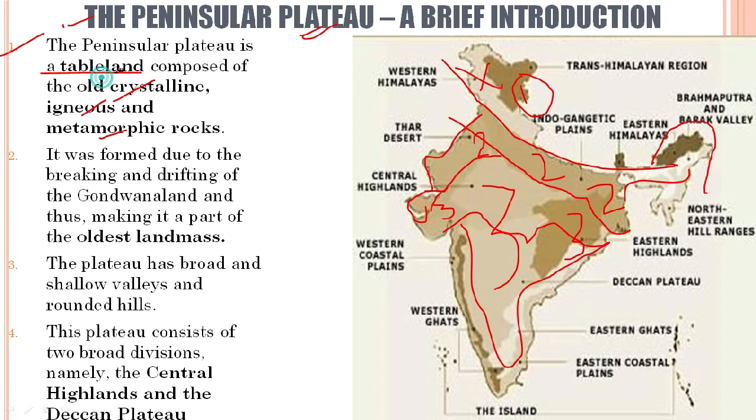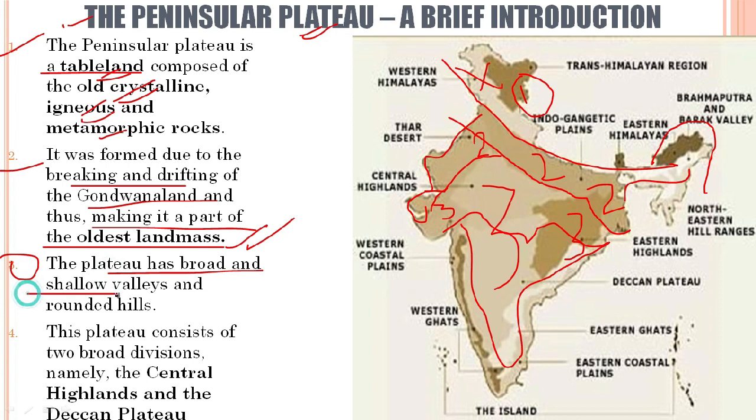Now this is a tableland kind of structure which is composed of old crystalline, igneous and metamorphic rocks. It was formed due to the breaking and drifting of Gondwana land, making it a part of the oldest landmass. The third point, the plateau has broad shallow valleys and rounded hills. You can easily find these valleys here in parts of MP, valleys like the Narmada valley and the Tapi valley. All these are kinds of rift valleys.